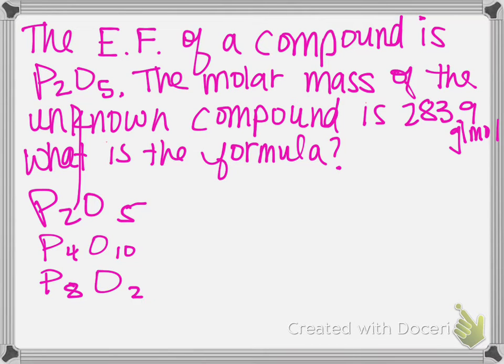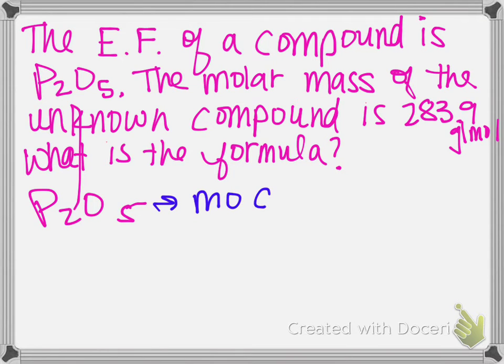So the way we figure it out is we find out, okay, what's the molar mass of our empirical formula? We want to know the molar mass of our empirical formula. All right, bless you. So I want to find the molar mass of the empirical formula here. So phosphorus, look for phosphorus on the periodic table. It has a molar mass of 31 times 2. Oxygen has a molar mass of 16 times 5.